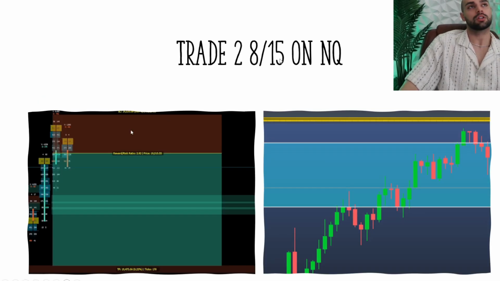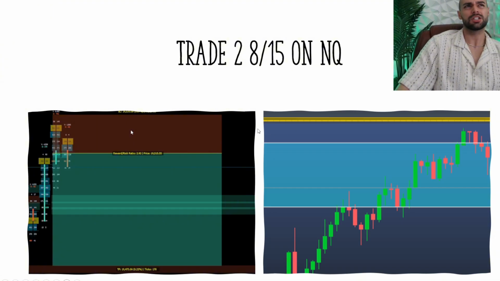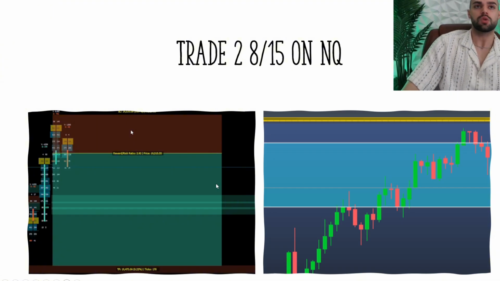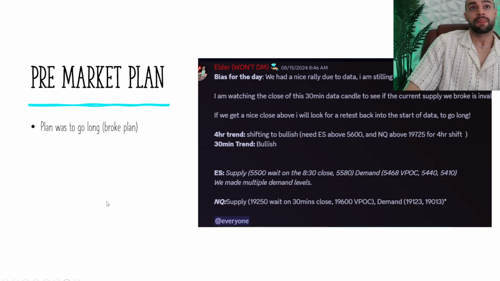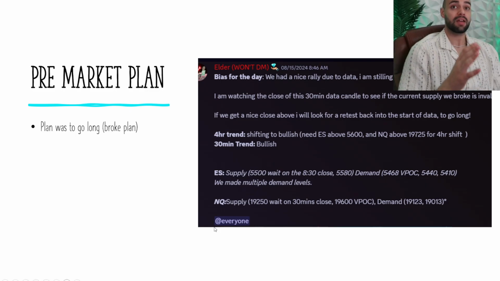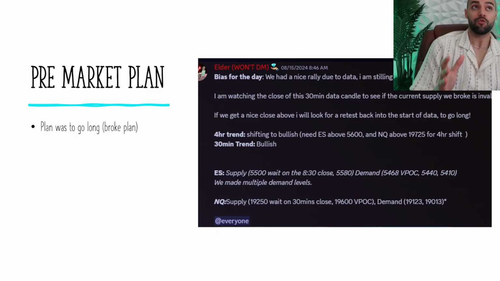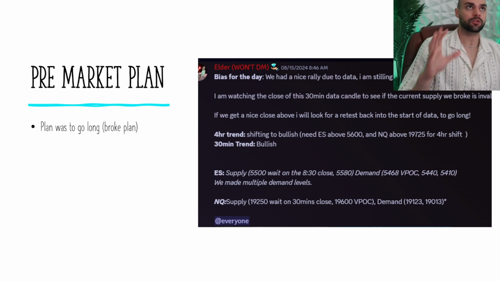Trade 2. Oh, this was a little bit further last year, and this was on NQ. Beautiful trade on NQ. I actually do remember this one. Pre-market plan was to go long. So I went against my plan here, right? Against my plan because sometimes, especially when we have aggressive movements in the market after the open, my plan will change. And that only happens if I see aggressiveness on the open.